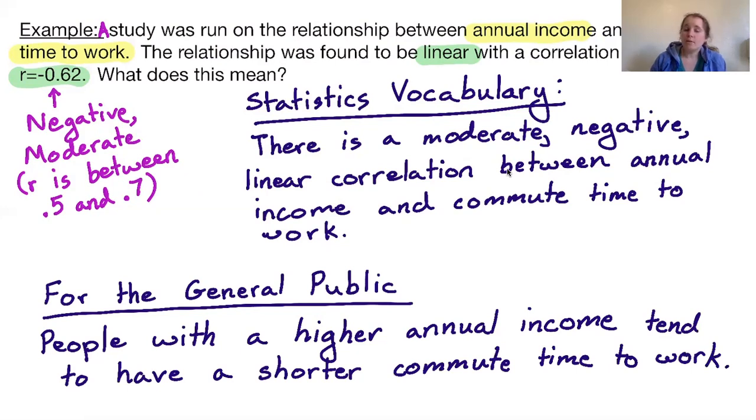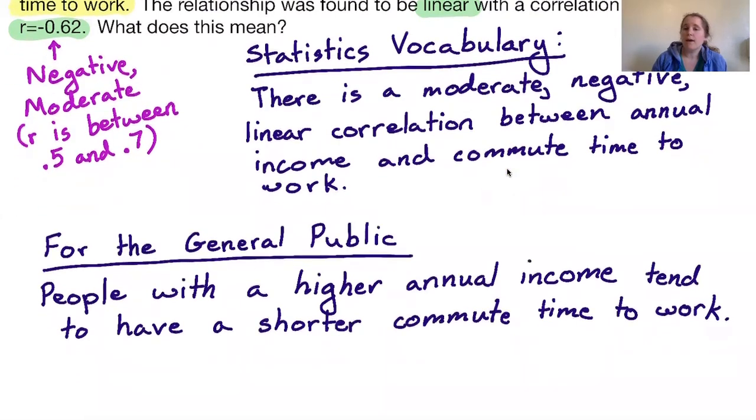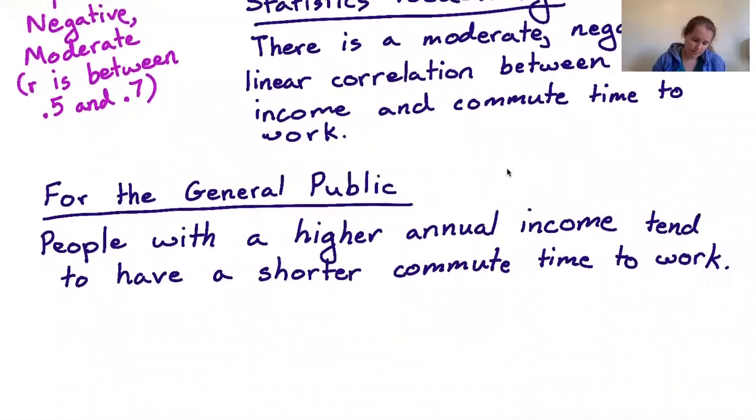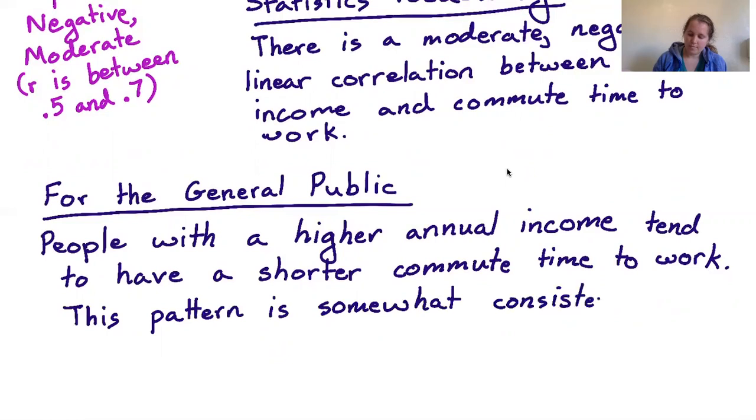Again, we have a moderate relationship. This means that the pattern is somewhat consistent. Again, it's not perfect. It's less consistent than the previous problem we were working on, but the pattern is still observed. So this is interpreting the correlation coefficient in context.